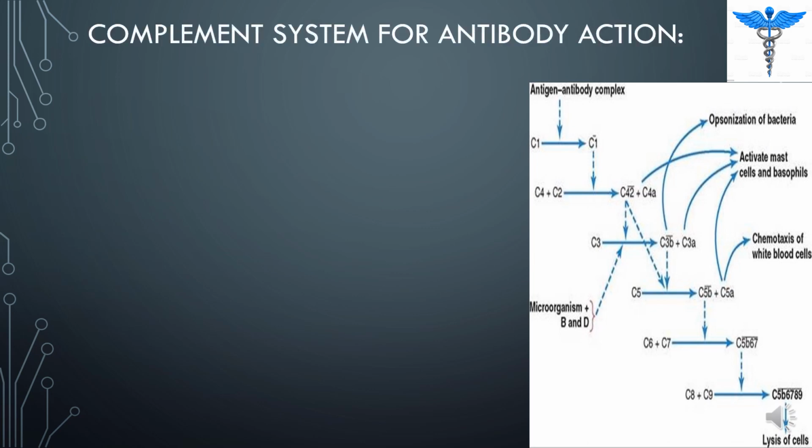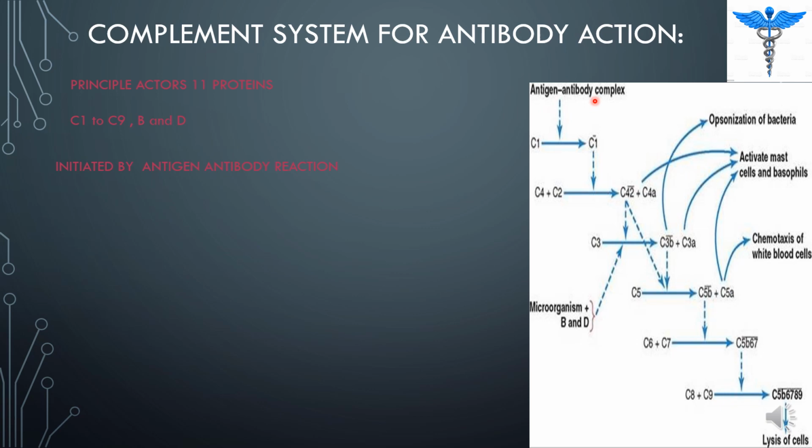Now we will be studying the complement system for antibody action. Complement is a collective term that describes a system of about 20 proteins. But here the principal actors in this system are 11 proteins, C1 to C9, B and D. This complement system initiates whenever the cell is attacked by an antigen and it binds with the antibody, forming an antigen-antibody complex.